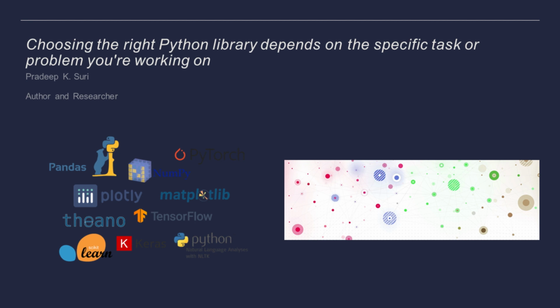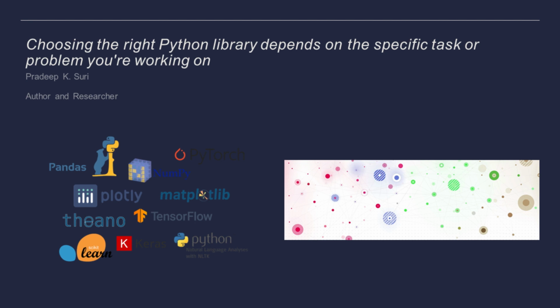7. NLTK and SpaCy. Use NLTK and SpaCy for natural language processing, NLP, tasks. NLTK is more focused on educational and research purposes, while SpaCy is known for its speed and efficiency in production settings.